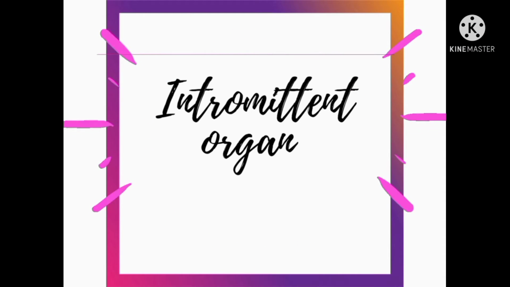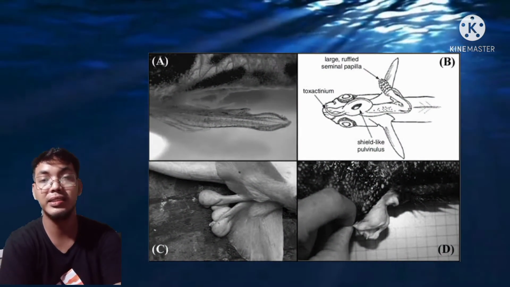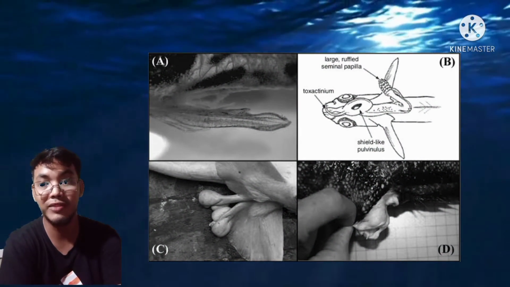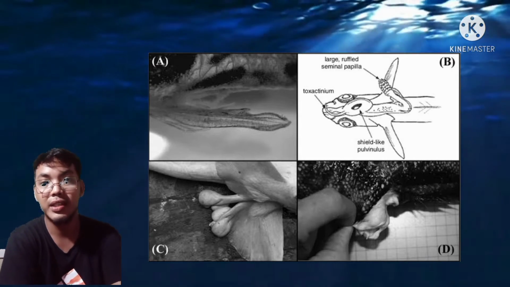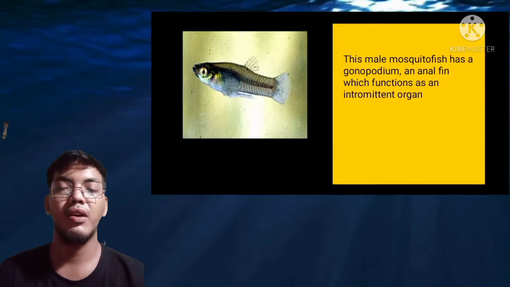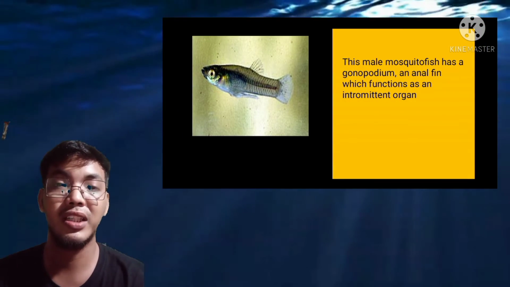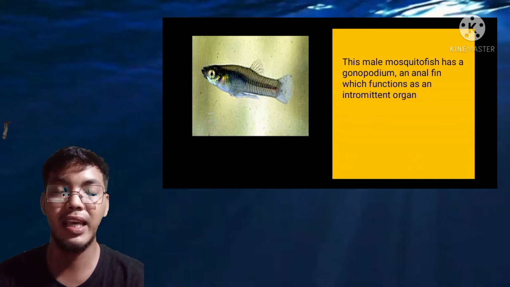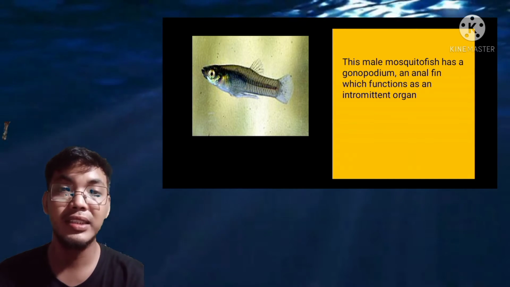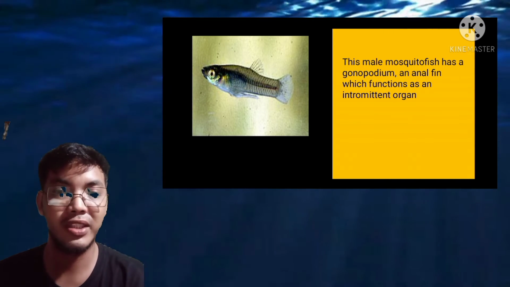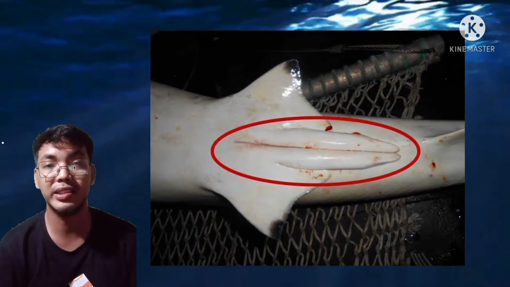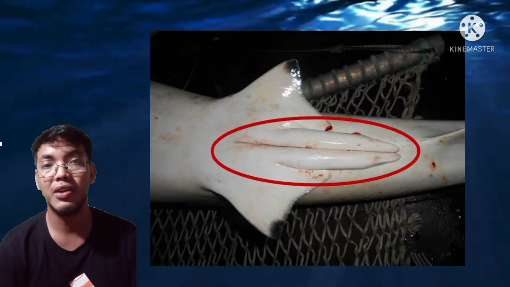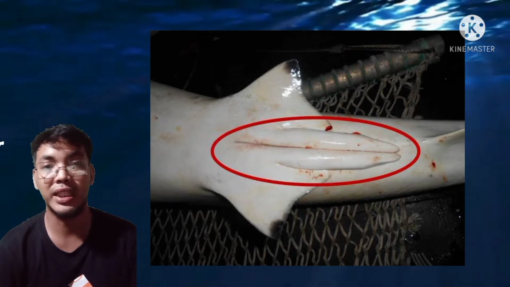Now, let us proceed to the intromittent organ. An intromittent organ is a general term for an external organ of a male organism that specializes in delivering sperm during copulation. One of the examples is this male mosquitofish, wherein it has a gonopodium, an anal fin that functions as an intromittent organ. Male cartilaginous fishes such as sharks and rays also have an anal fin, or clasper, which functions as an intromittent organ.